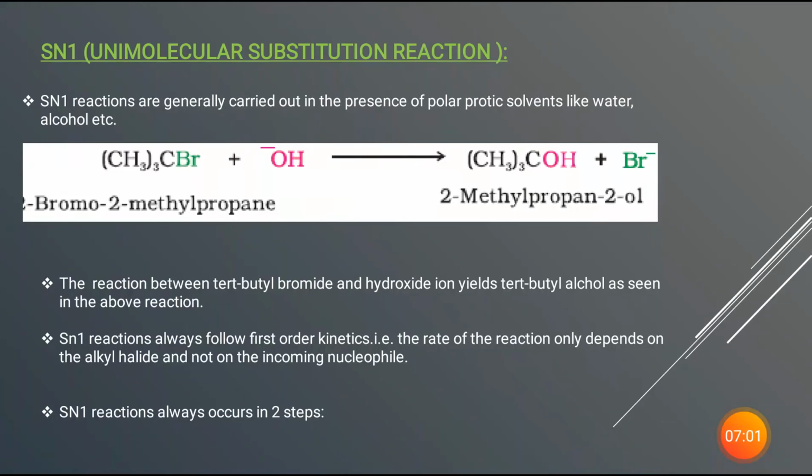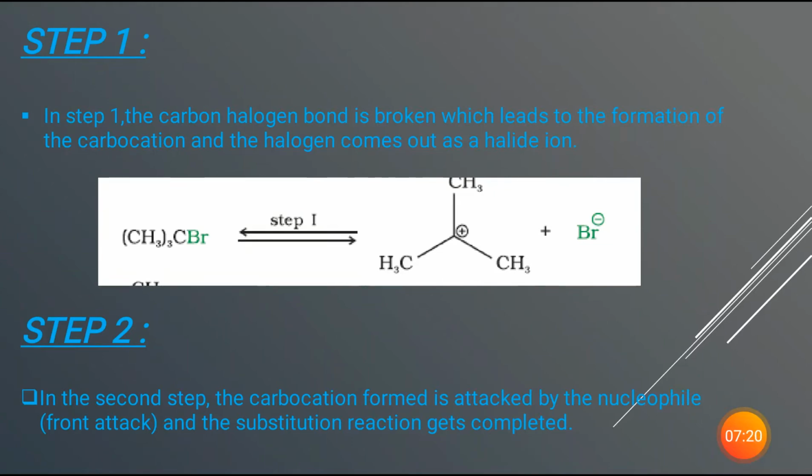Now this reaction is very simple, no need to be scared of it. SN1 reaction always occurs in two steps. Let's see what those two steps are. These two steps make up the mechanism of your SN1 reaction. Step 1: the carbon halogen bond is broken, which leads to the formation of the carbocation, and the halogen atom comes out as the halide ion.